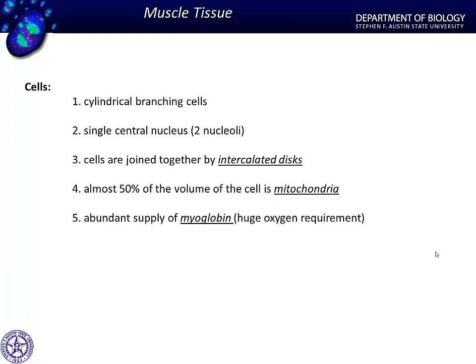Certainly we'll be able to see the intercalated discs, and there are vastly more mitochondria in cardiac muscle than we see in skeletal muscle. Skeletal muscle can endure certain periods of anaerobic respiration. Cardiac muscle is absolutely geared for only aerobic respiration. And to assist that, we have a vast supply of myoglobin present in cardiac muscle.